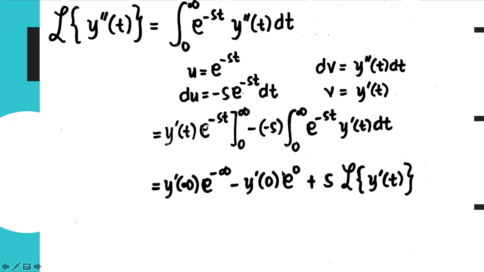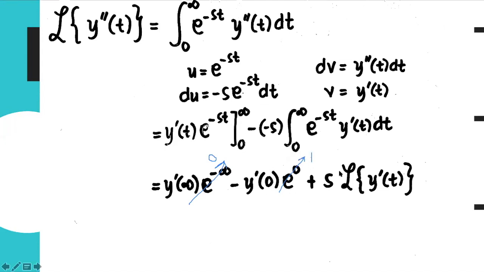So we have this term right here. So y prime, so upper limit muna. So y prime of infinity times e raised to negative s times infinity is negative infinity, and e raised to negative infinity is 0. So this is 0. Okay, lower limit, so minus lower limit y prime of 0, e raised to negative s times 0 is 0, so e raised to 0 is equal to 1.